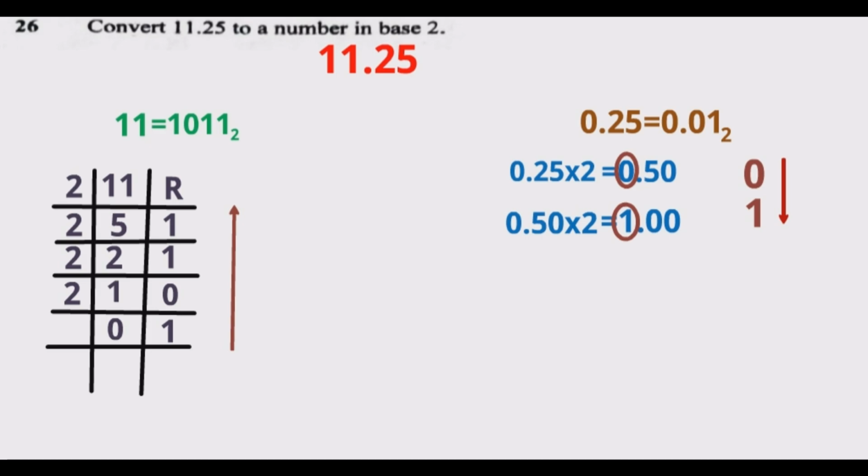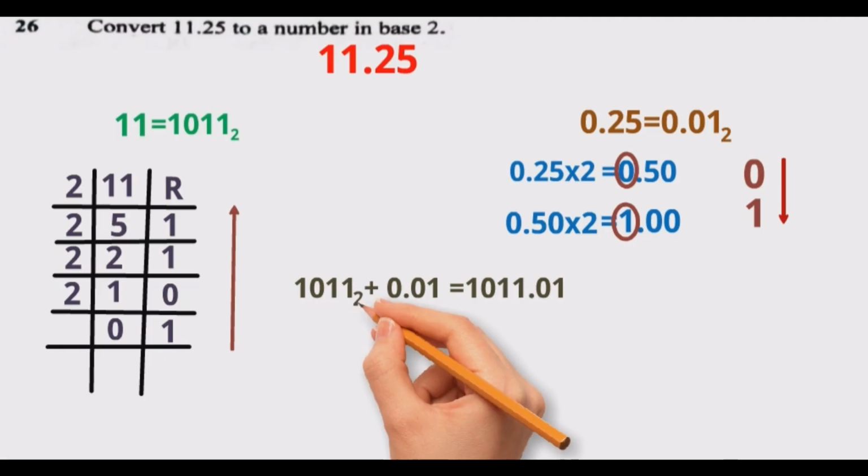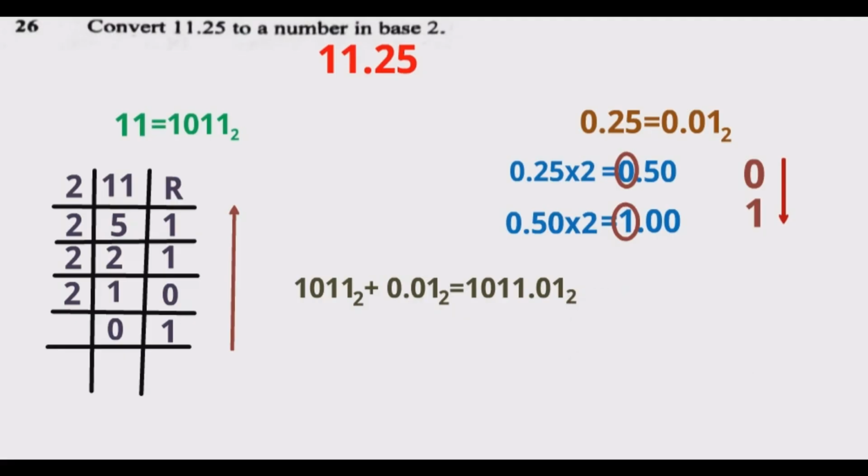So the value of 0.25 in base 2 is 0.01. Now I need to combine these two answers. I'm just going to add them. So I'm going to add 1011 plus 0.01. Remember these are in base 2. Even if I didn't mention base 2, you can see the sign there, base 2.